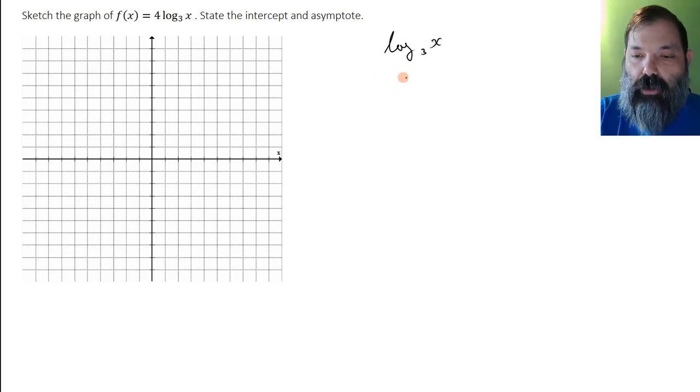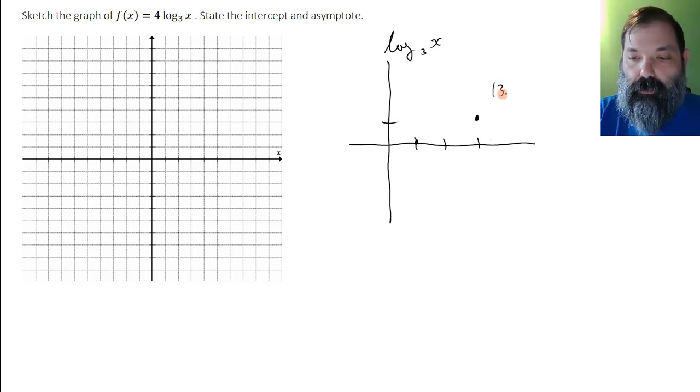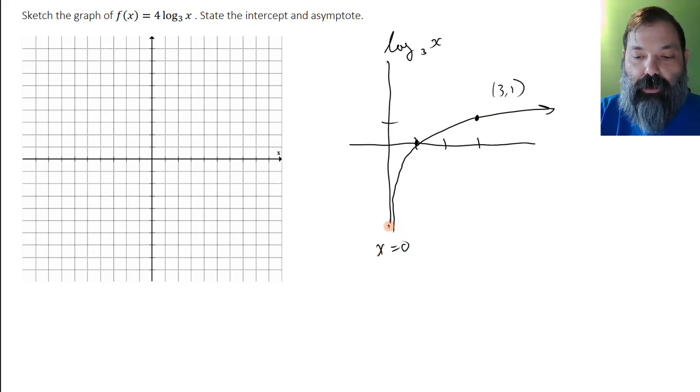So the basic logarithmic function with base 3 would pass through the points (1, 0) and (3, 1). And it would be asymptotic to the x-axis. Sorry, to the y-axis. All right, so it's asymptotic to the line x equals 0.